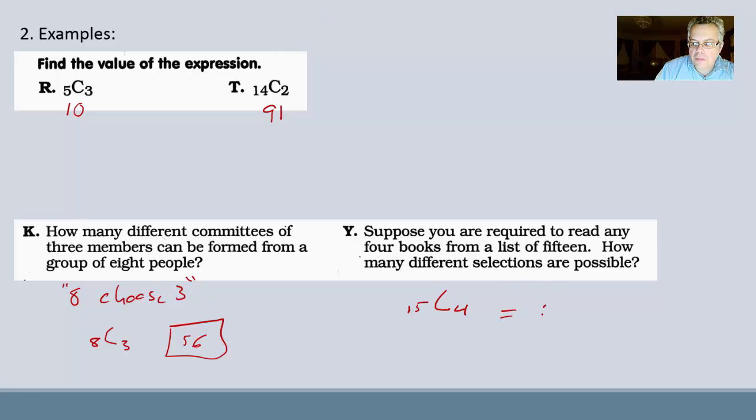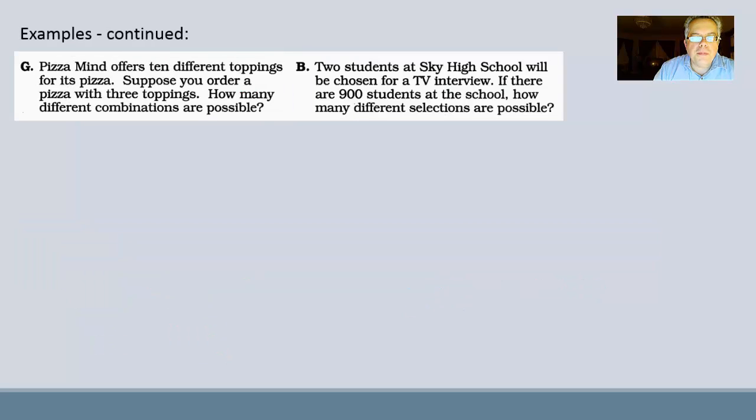So this would be 1,365. Easy. Now, we don't need to know too much about this. You just need to know what nChooseR is and how to do it on the calculator. All right, let's try 2 more examples.